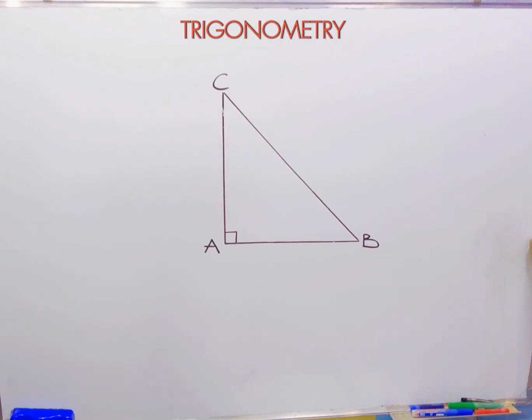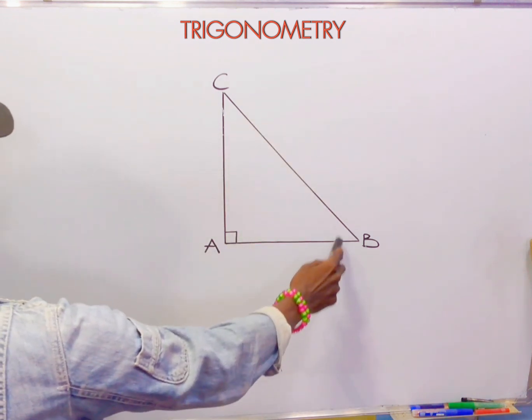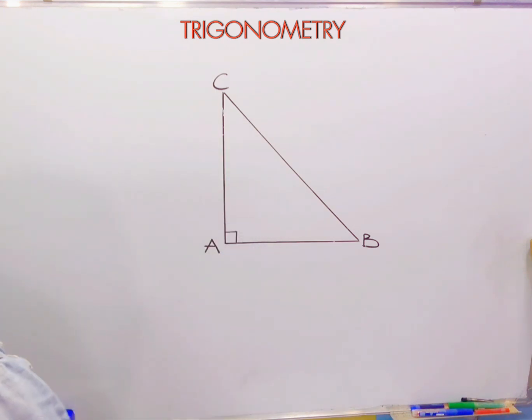Trigonometry is the branch of mathematics that deals with calculating, determining, and finding the lengths and angles of a triangle. Trigonometry is also the relationship between the sides and the angles of a triangle.